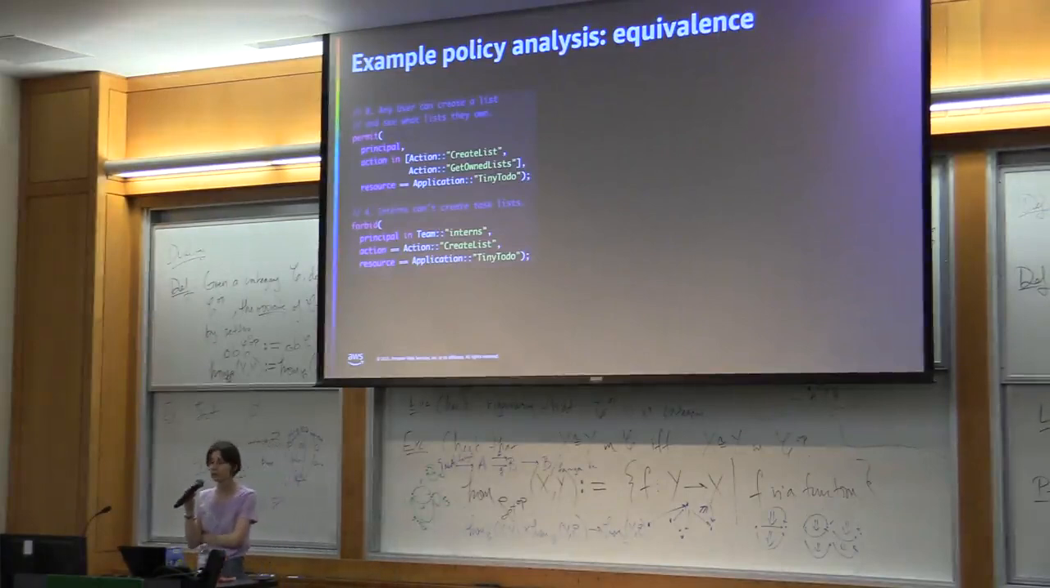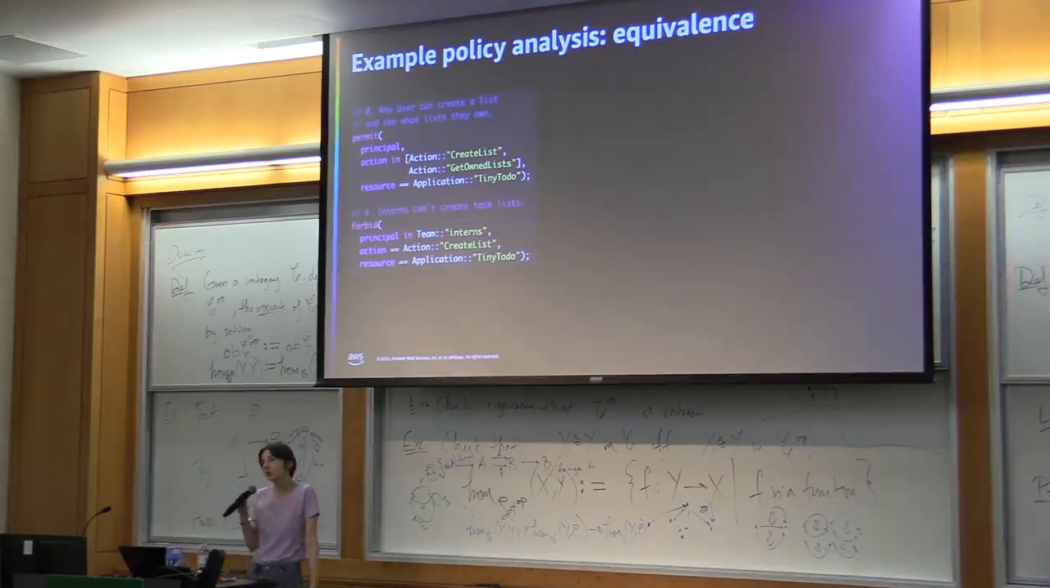I have two policies here. The first policy says that all the principals are allowed to perform this create list action and the get on list action on this tiny todo application. So any principal is allowed to create lists and to get the list, see the list that they own. The second policy is the forbid policy. It says that interns are not allowed to create lists. So you don't want them doing crazy and making a bunch of lists. So we're just gonna forbid that.